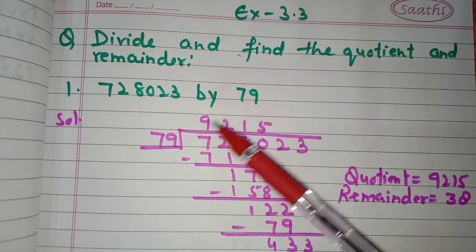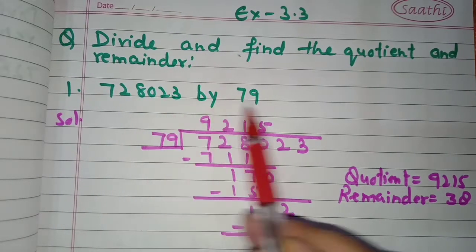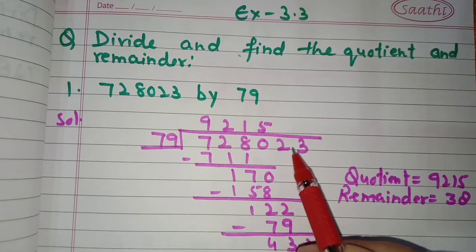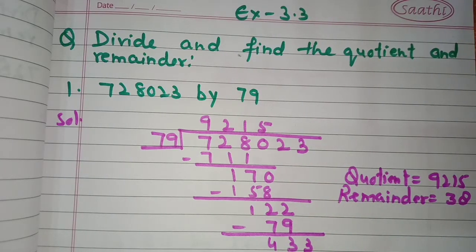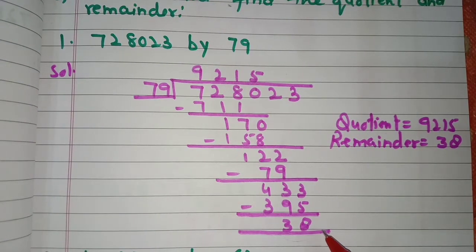So when we divide two numbers, the number which we divide is the dividend and the number by which we divide is the divisor, and whatever answer we will get, it is the quotient, and whatever is left here at the end, this is the remainder.